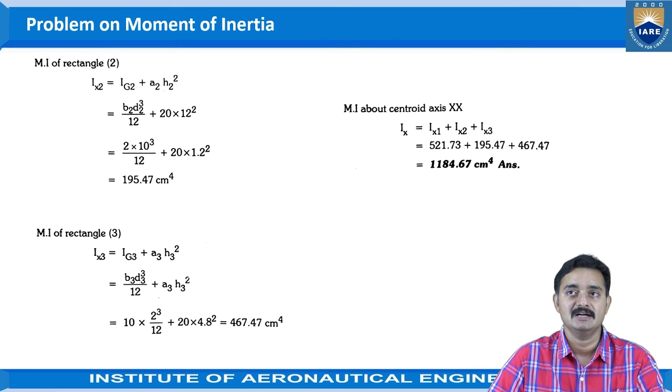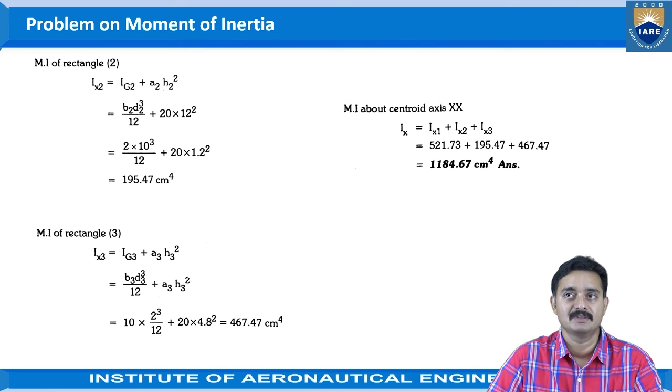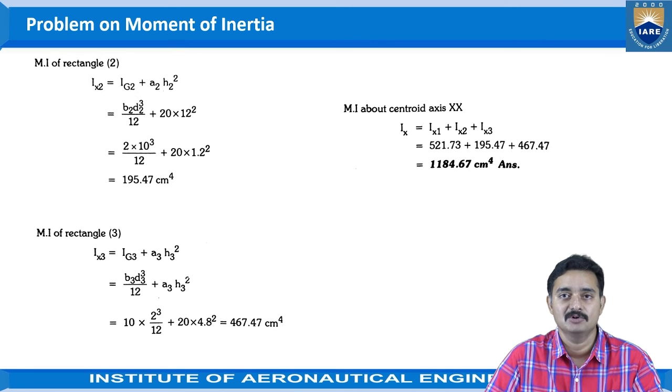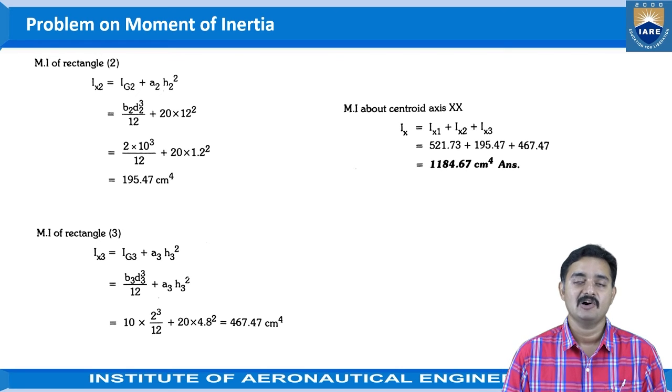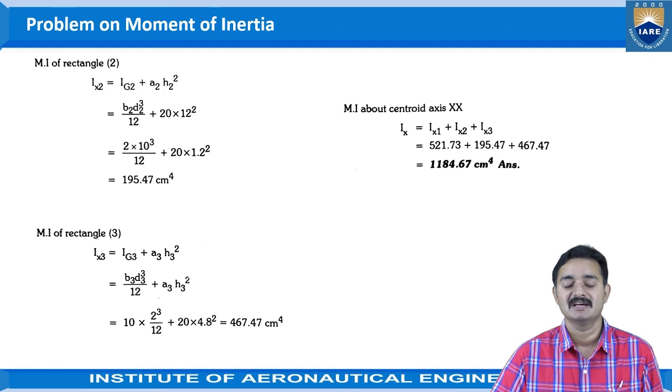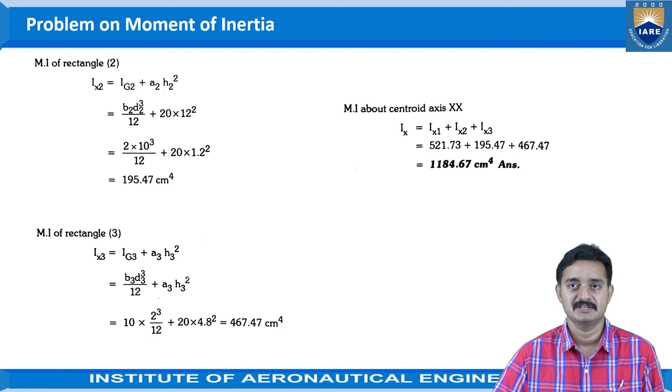Now the moment of inertia about centroidal axis XX is identified as Ix is equal to Ix1 plus Ix2 plus Ix3. That means we are adding all the moments of inertia of individual sections or individual rectangles to obtain the final moment of inertia with respect to the reference XX axis. When you add all these, 521.73 plus 195.47 plus 467.47, you will obtain the value of moment of inertia as 1184.67 centimeter power 4. This is your moment of inertia for the given I section.